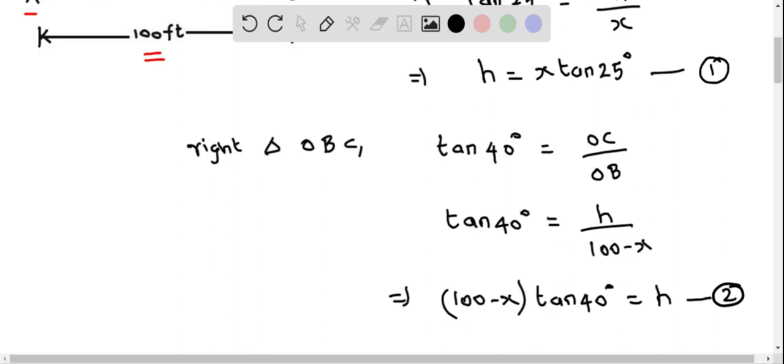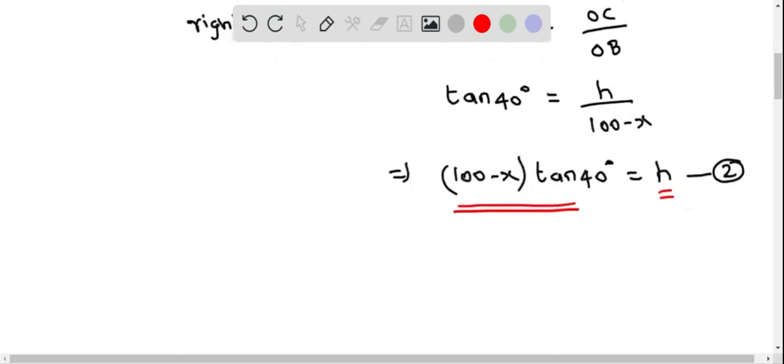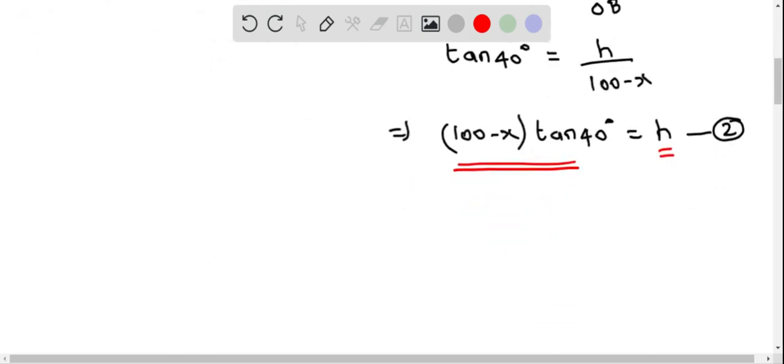Using the two equations 1 and 2, we can see that both represent the same quantity, that is h. This is h expressed as x times tan 25, and this is also h expressed as 100 minus x times tan 40. Which means x tan 25 will be equal to 100 minus x times tan 40. So let me set up that equation: x tan 25 equals 100 minus x times tan 40.